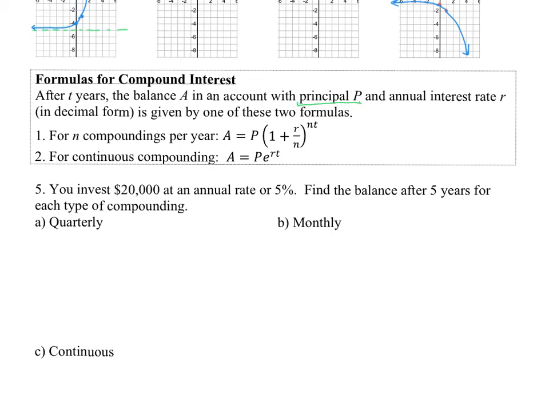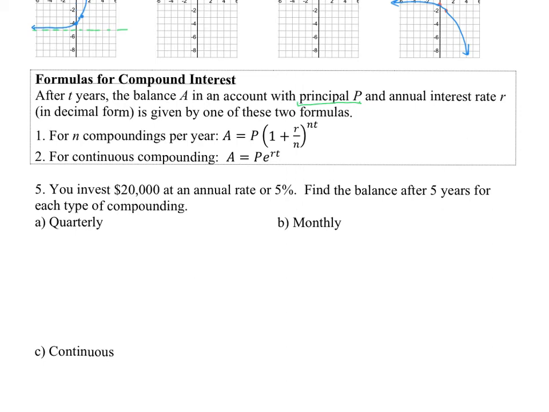Okay, if you invested $100 when you were 6 years old, how much is it worth now that you are 16 years old? The annual interest rate, R, should be in decimal form, and it's given by 2 formulas depending how the bank calculates them. Okay, the first one is for n compoundings per year. That means maybe they calculate your interest quarterly, maybe they do it once a year, maybe they do it twice a year, maybe they do it every month.